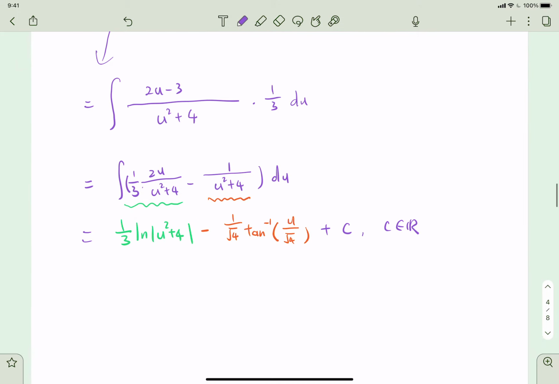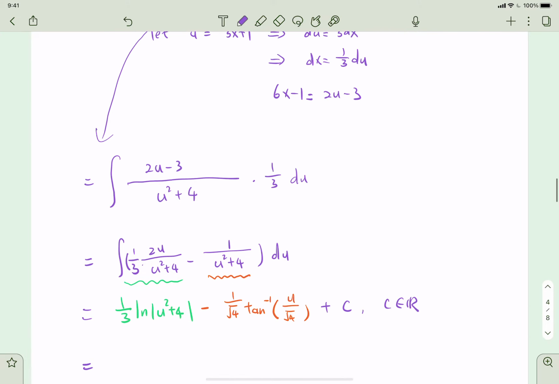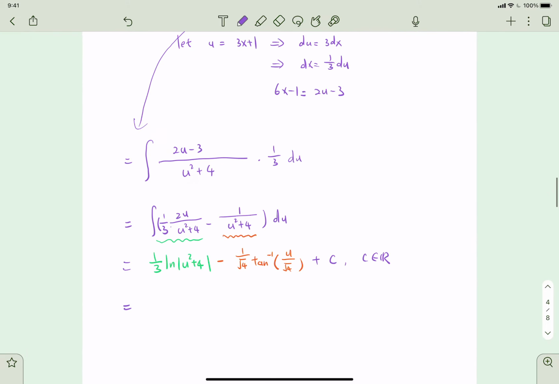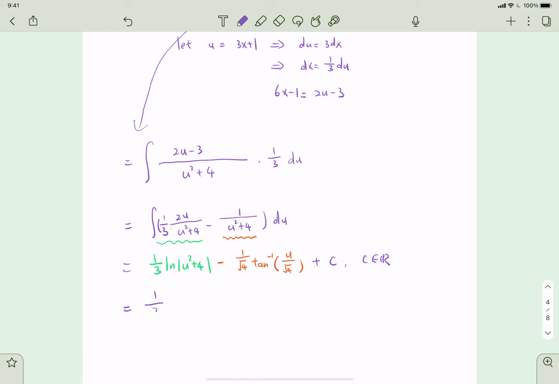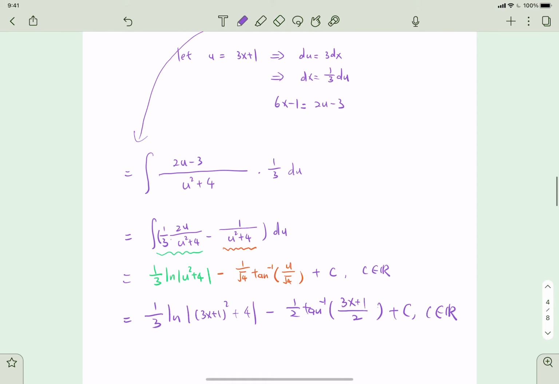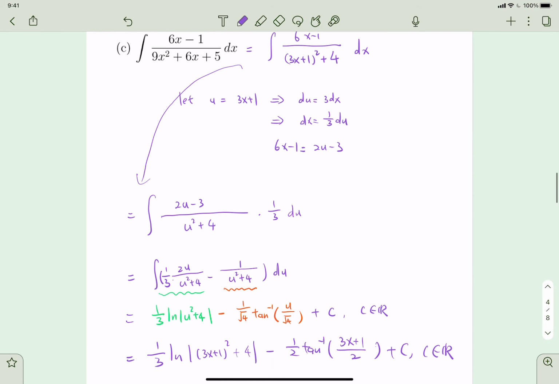And we're going to finally change the expression u into x. So the final answer becomes 3x plus 1 squared plus 4, right? Minus 1 over 2 tangent inverse of u divided by square root of 4, that's 3x plus 1 divided by 2, plus c. C is in R, right? So nothing very complicated here, right?